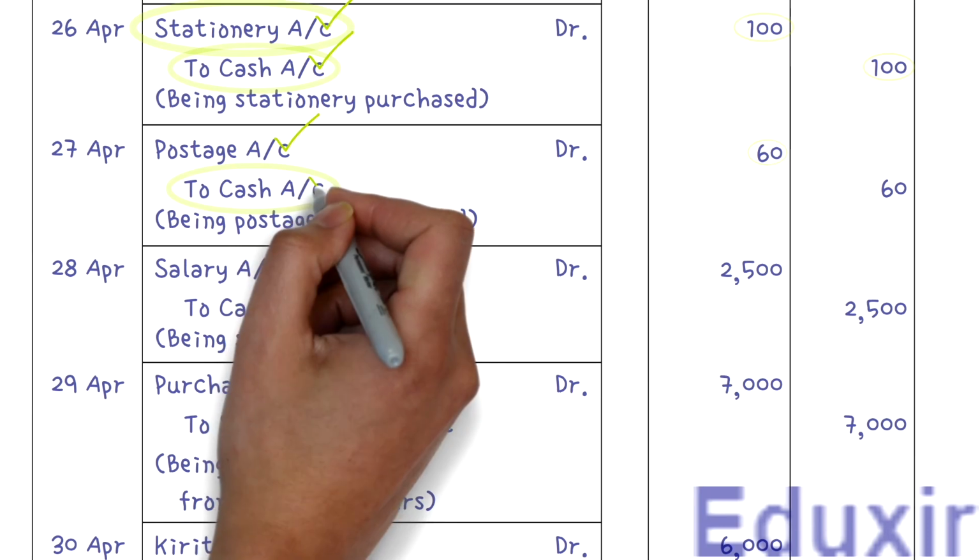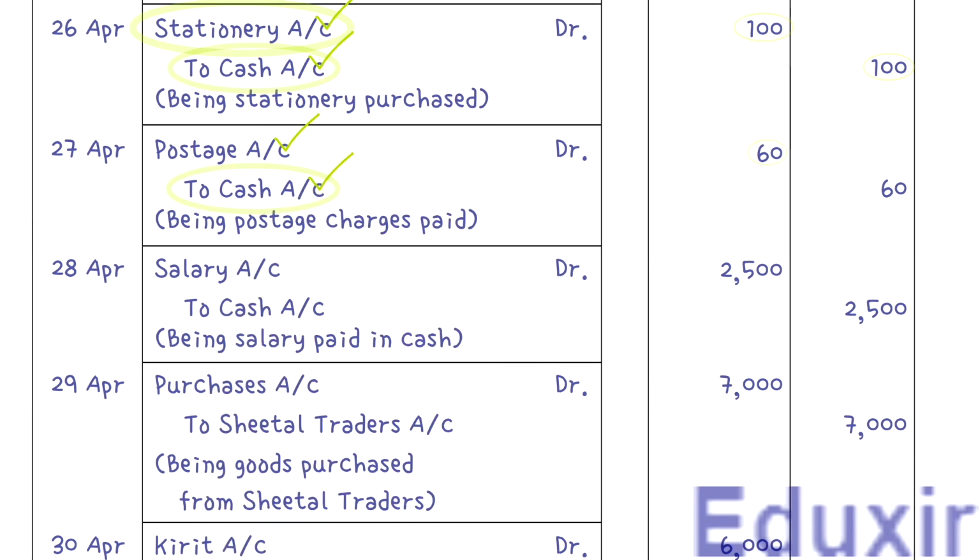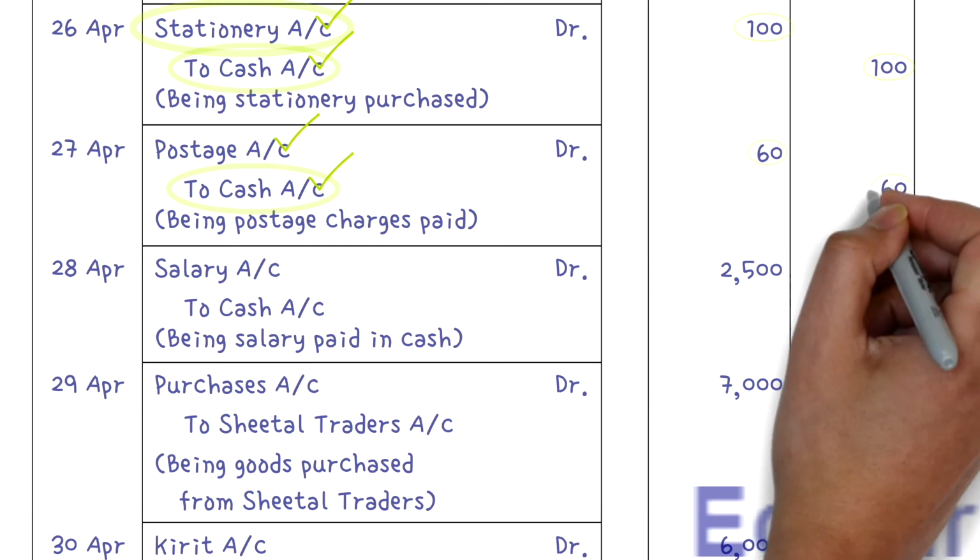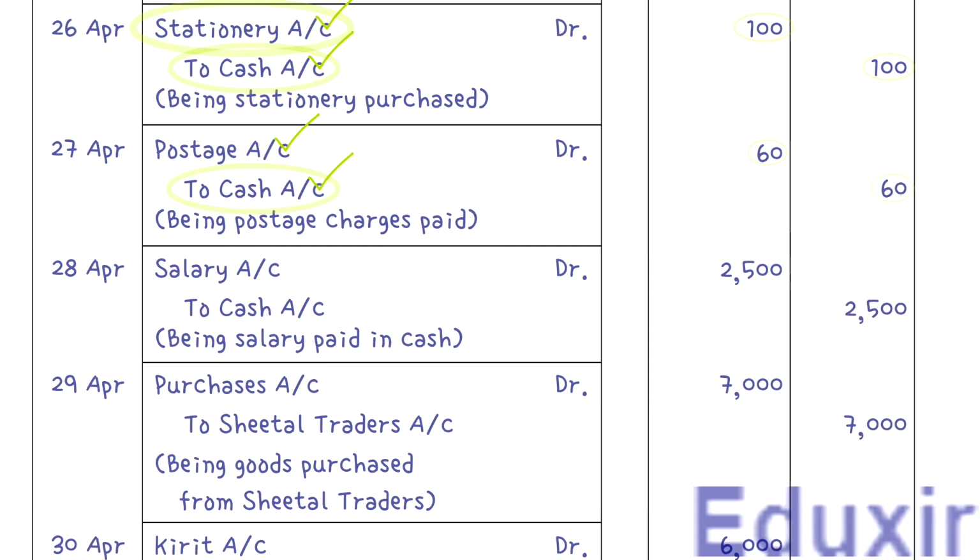As the name suggests, it needs to be posted on the credit side of cash account and the credit amount is 60 rupees. Note that the details that need to be posted into the particulars column is postage account. As we already have cash account, let's now post this entry into that account.